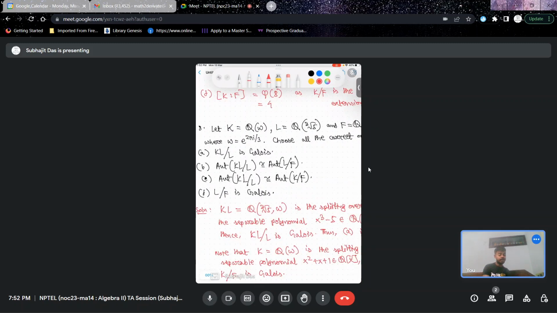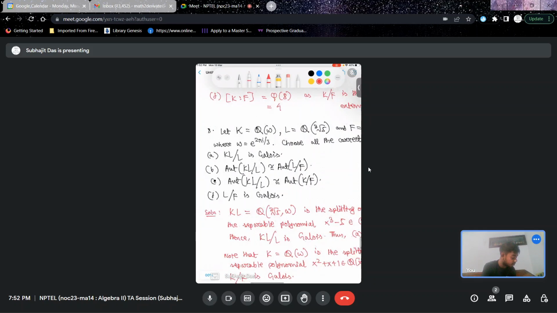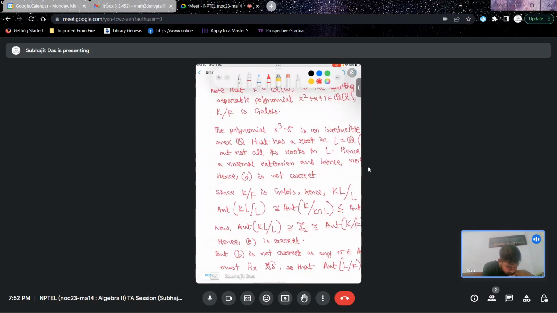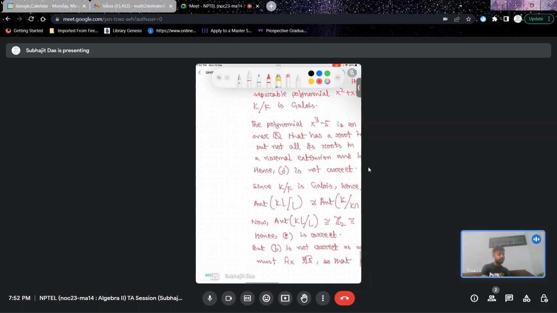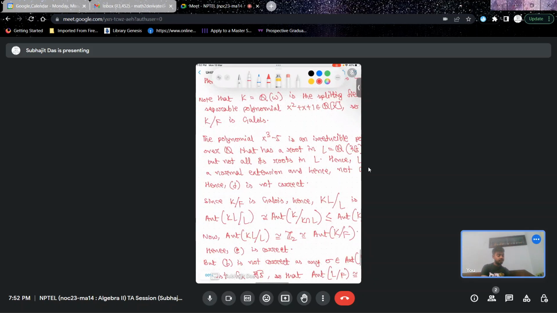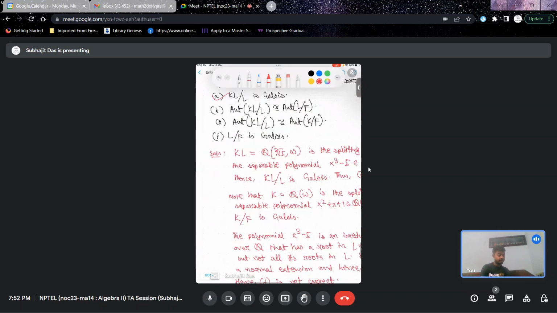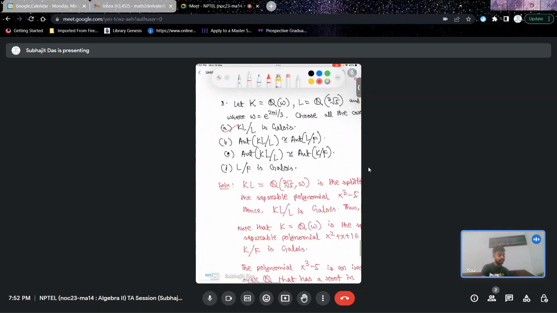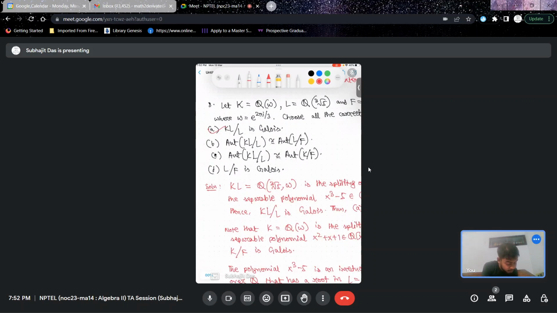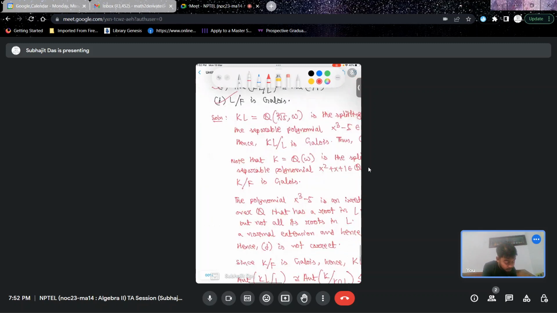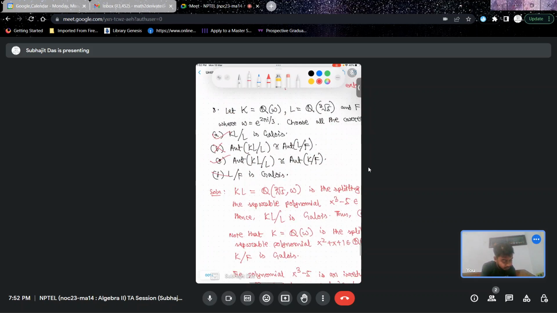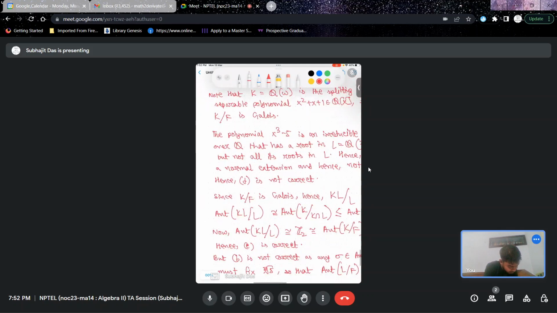Okay, so which of these are correct? A is clearly correct. I sort of wrote it again, I did the fact that it's Galois twice. We don't need this. So A is correct, B is not correct, C is correct, D is also not correct.